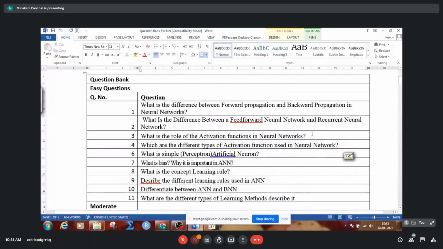If I combine these two questions, what is the concept of activation function and describe 2 to 3 or 4 activation functions, this becomes a moderate or easy level question. We are not giving points that are difficult to describe. We are combining these two questions so that you can write properly what the activation function is and what the different activation functions are, so that the answer is sufficient for 4 marks. Then the next question: what is a simple perceptron artificial neuron?